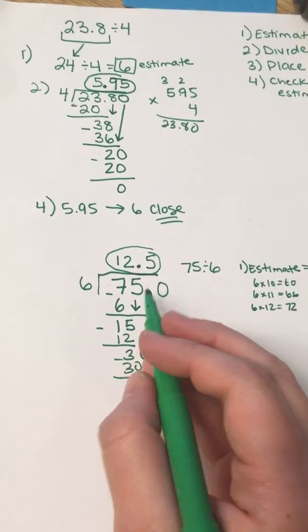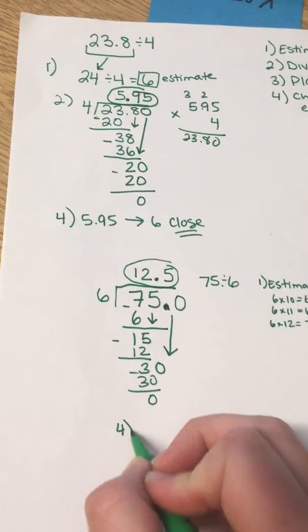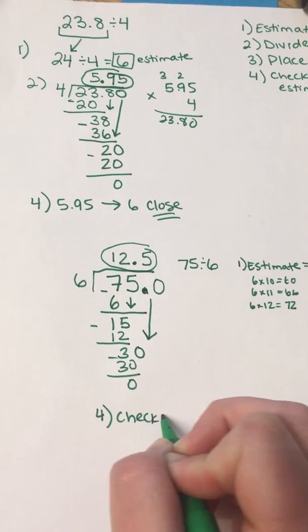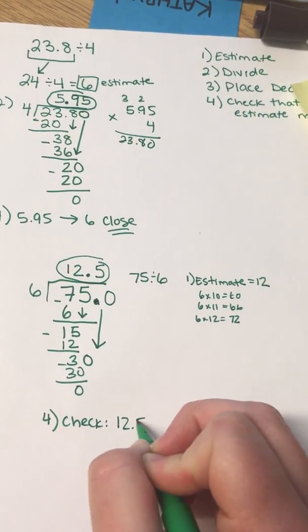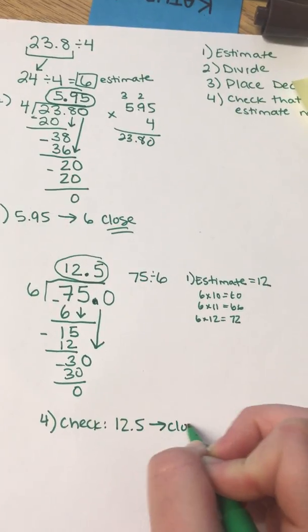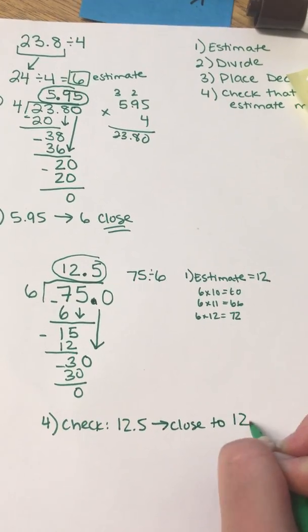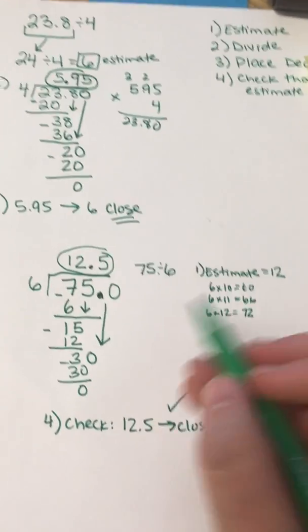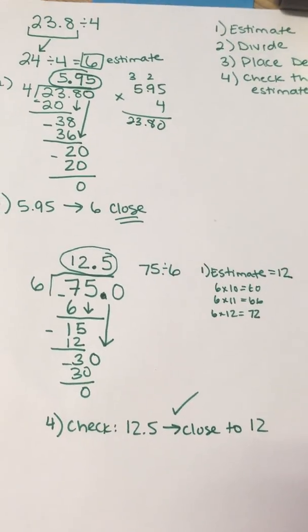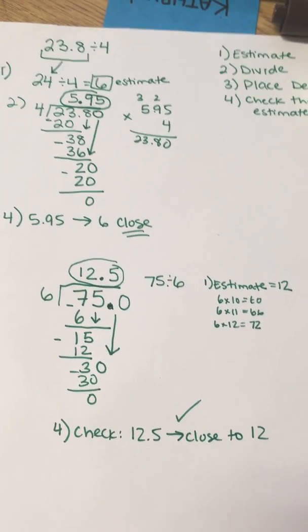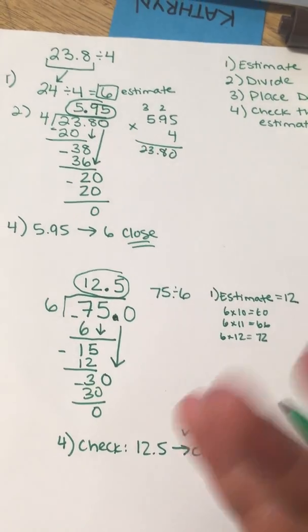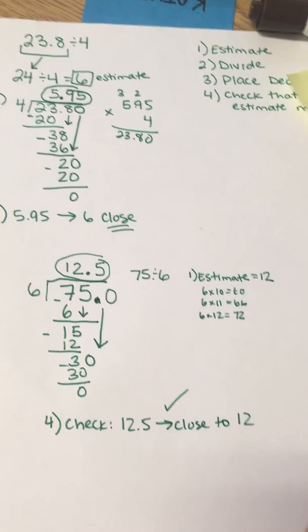And then we've already placed the decimal point, so let's check. 12.5 is close to 12. That works. If we had gotten 125 as our answer, we would know that our decimal point might be in the wrong place because it should be somewhere that makes this number close to 12. All right, get started on your own.